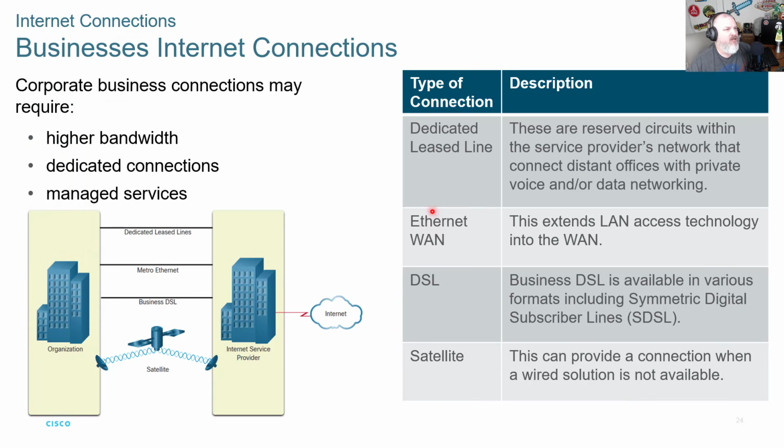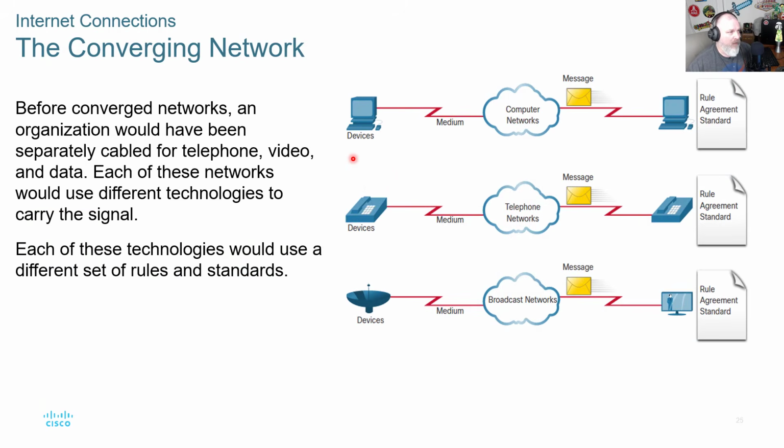Now, business internet connections are going to have a dedicated leased line, some type of Ethernet wide area network, or WAN, a DSL, or satellite. Those are going to be, again, more expensive, but they give you more bandwidth. Another term you need to know is what we call the converged network. Before we had converged networks, an organization would have had separate telephone, video, and data.